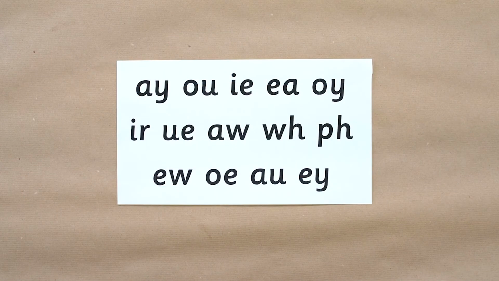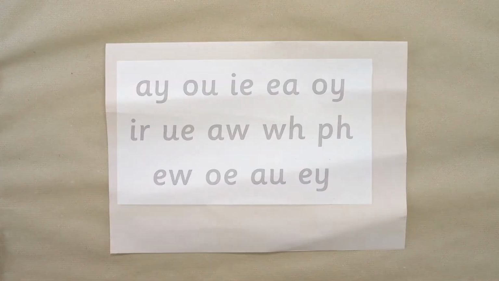They will then be introduced to some more sounds which are made by more than one letter in phases 4 and 5. These are some of the blended sounds they will be learning: ai, ow, igh, ee, oi, oo, or, oo, ur, ear.